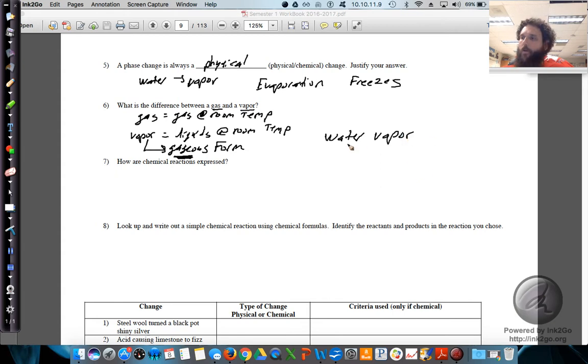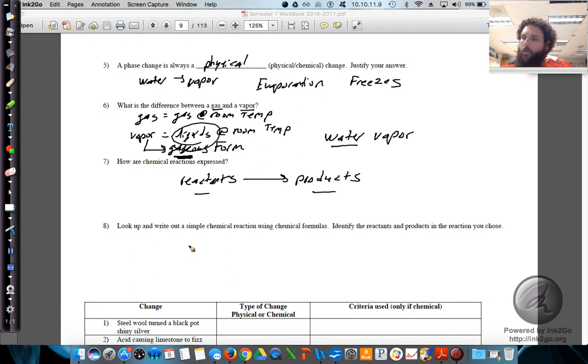And water is normally that liquid at room temperature, but when it's a gas, we call it water vapor. So we don't call it water gas. That's where it is. How are chemical reactions expressed? We have reactants that we start with, and then we end up with products on the other side. So reactants are on the left, products are on the right.